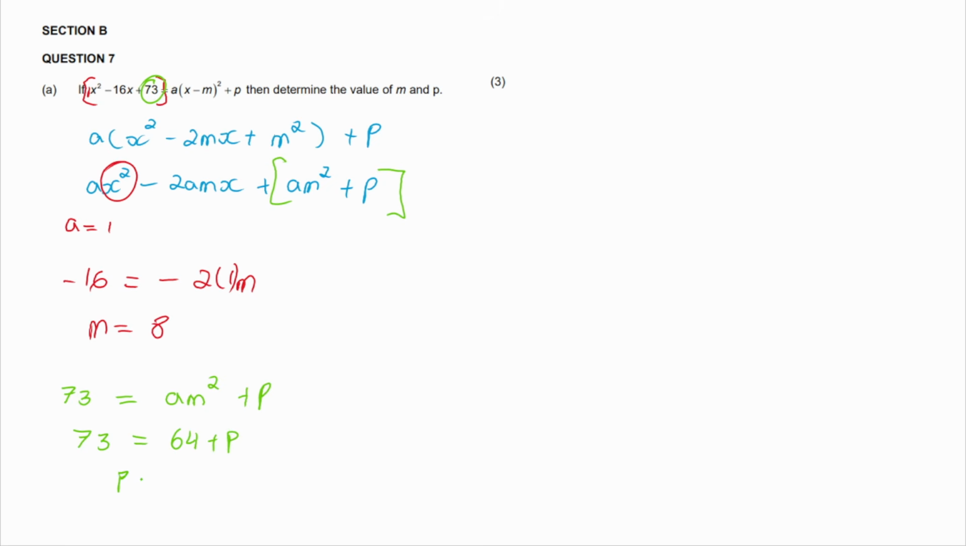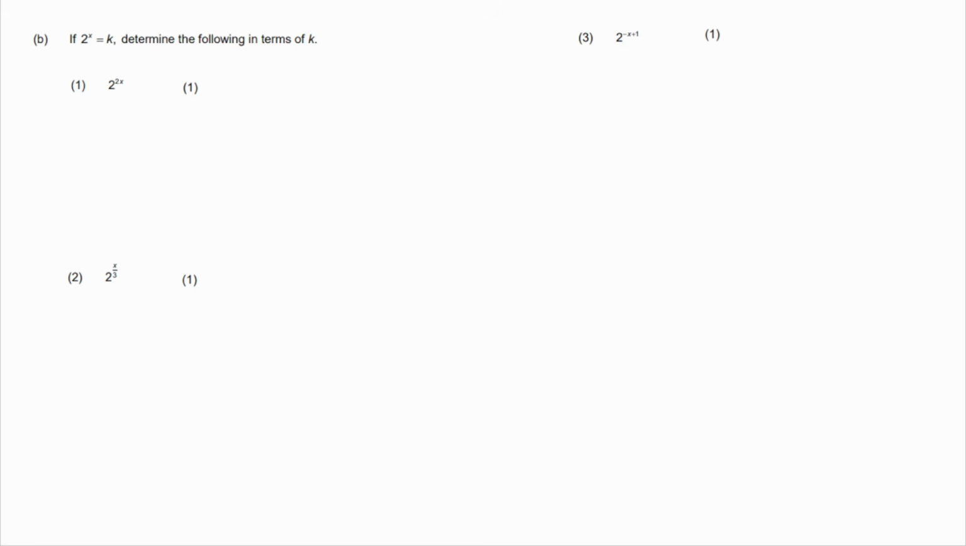And then if we take this to the other side, you'll still see we get p is 9. Okay, so that was two ways to do that problem. I wanted to discuss both because I thought both of them were interesting. Okay, moving over to b.